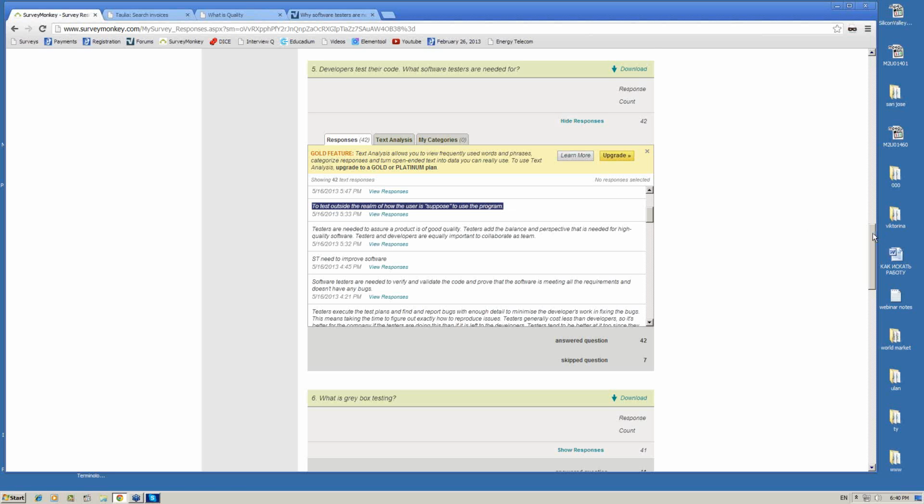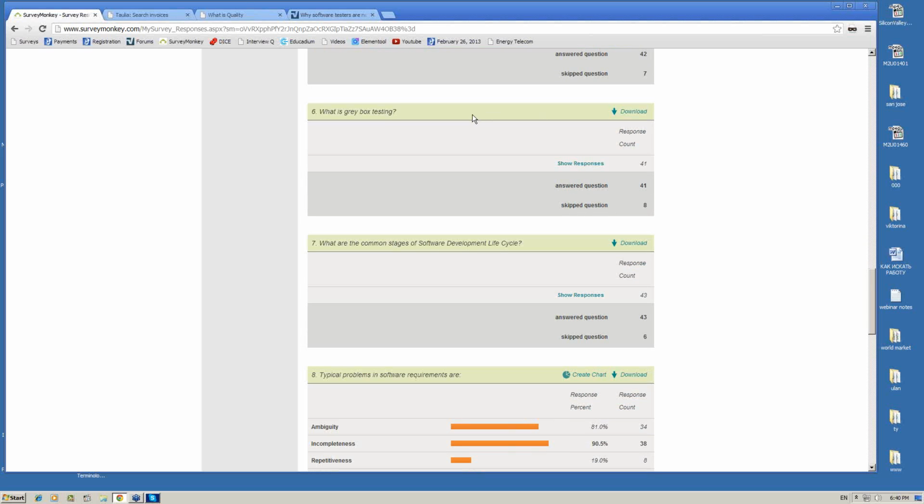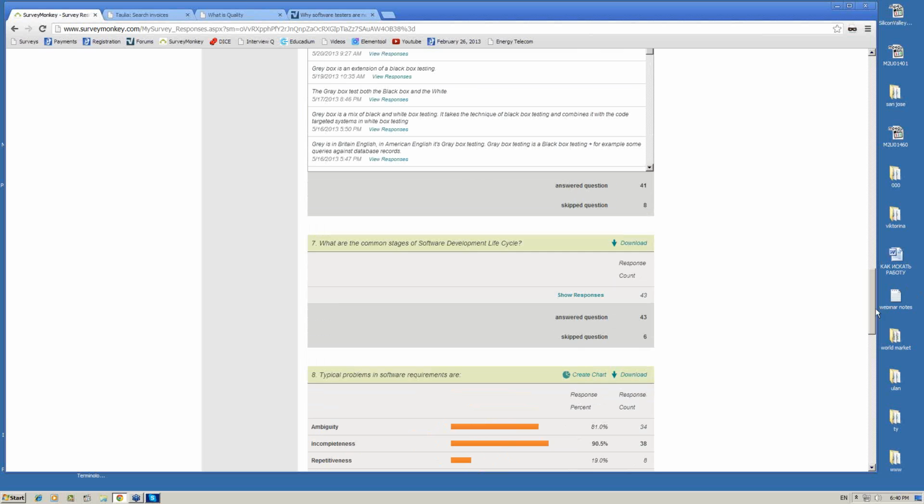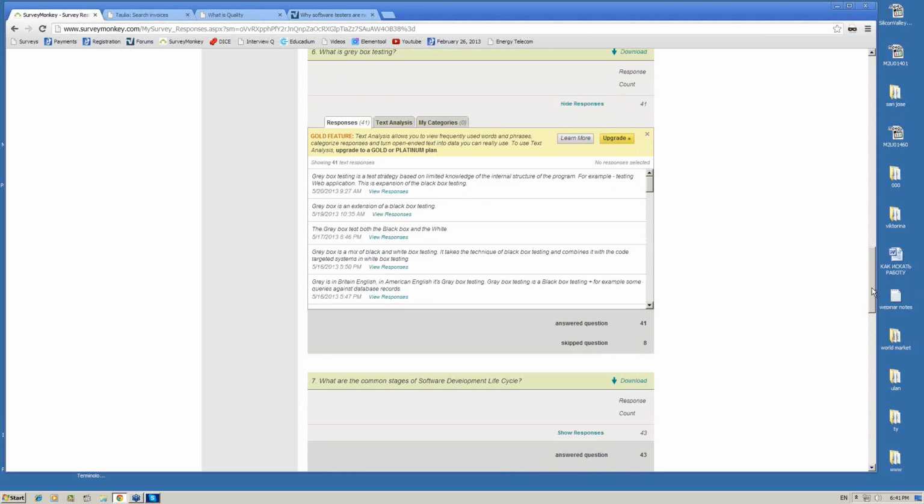Okay, let's move to number 6. What is gray box testing? Gray box testing. Let's take a look. Gray box testing is a test strategy based on limited knowledge of the internal structure of the program. It is true. Okay, let's keep going. For example, testing web applications. This is expansion of the black box testing.